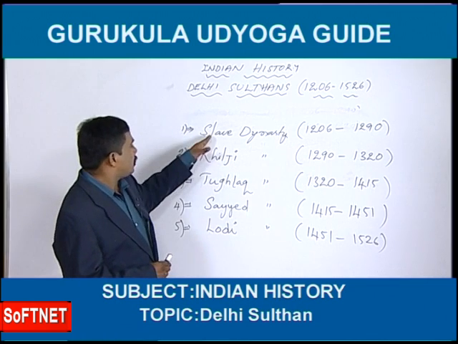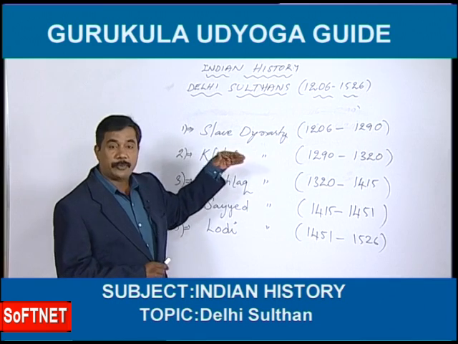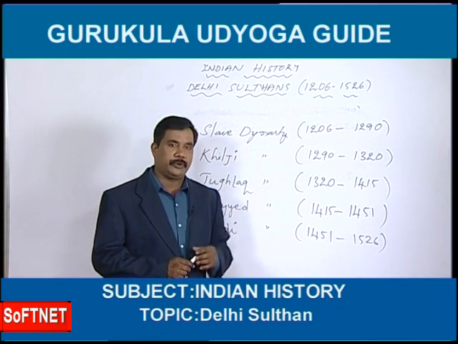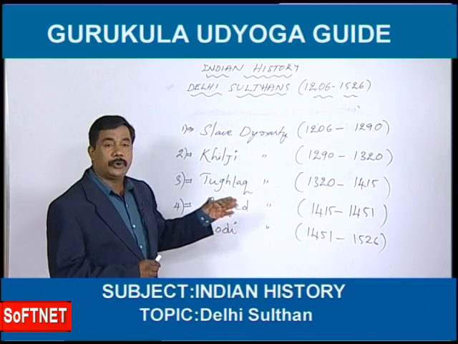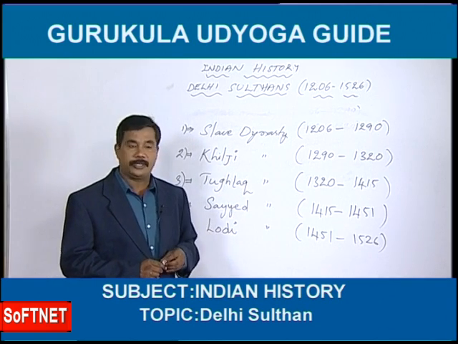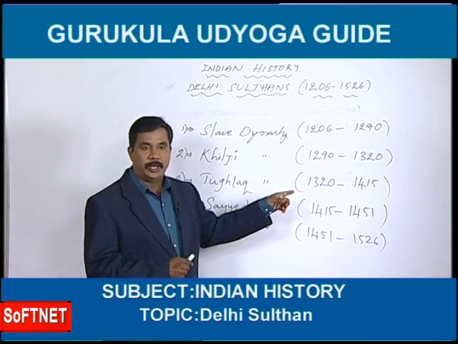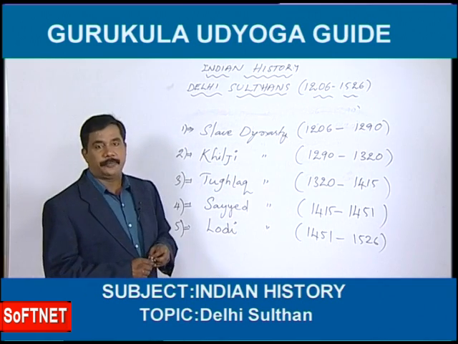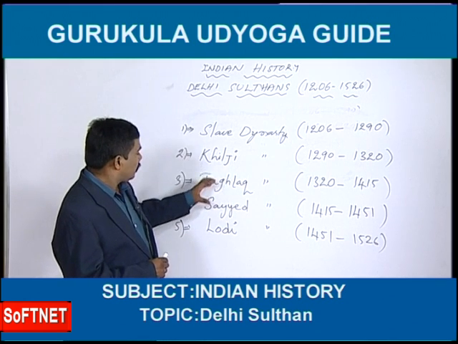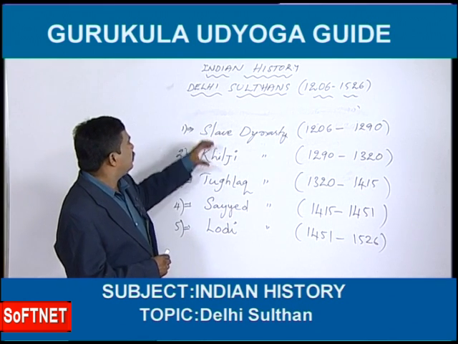But you see, the Slave dynasty had about 10 rulers, and the Lodi dynasty had only 3 rulers. They can ask the question: which Delhi Sultans ruled the maximum period? We can say the Tughlaqs. And who ruled the shortest period? We can say the Khiljis. This is the list of the Delhi Sultans.